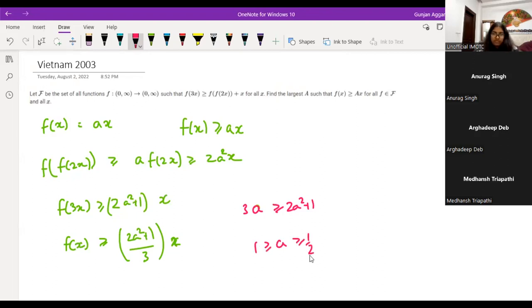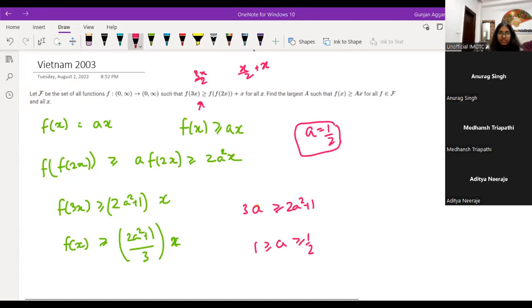Are you trying to say 3 or 3a? Oh wait, got it. Okay. And f of x is equal to x by 2 works, so a is equal to 1 by 2. Yeah, that works. Just verify the function here, so it's like 3x by 2. But in some way, you just try to compare the lower bound of the function. Actually, the two inequalities at the bottom, you can't conclude that f of x is greater than or equal to 2a square plus 1 by 3. Like it works, but it doesn't, right?